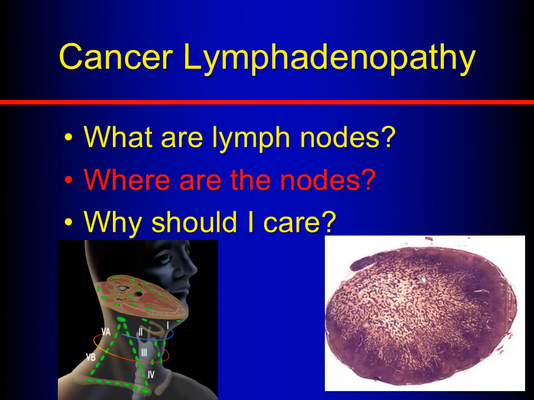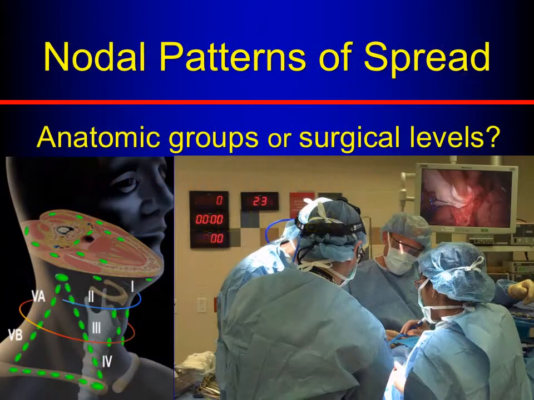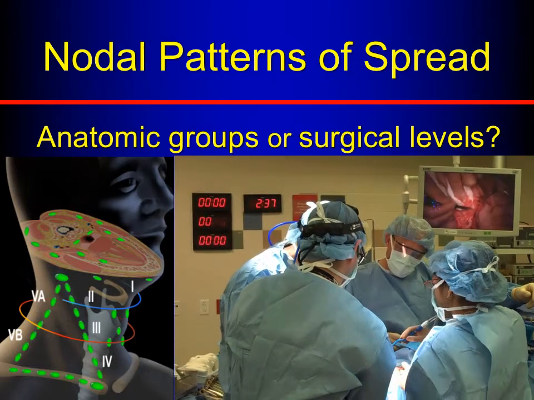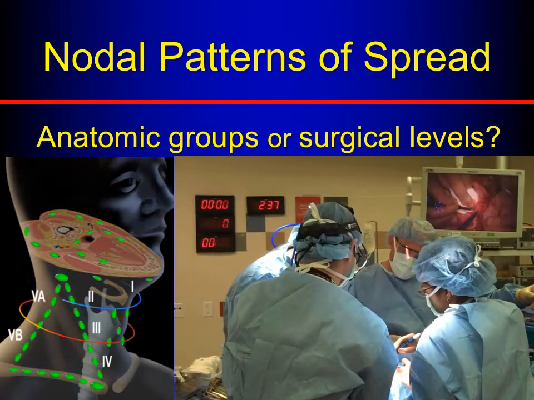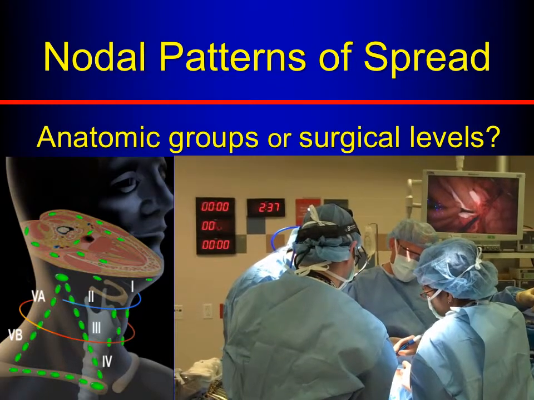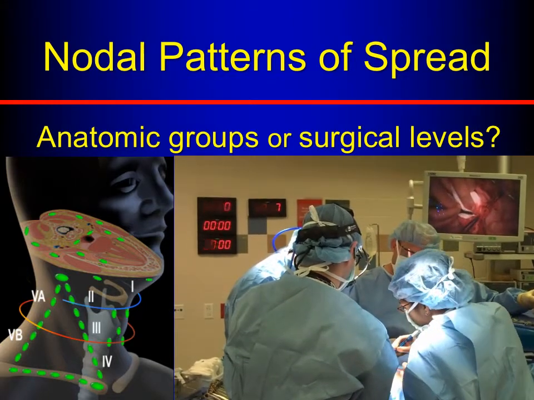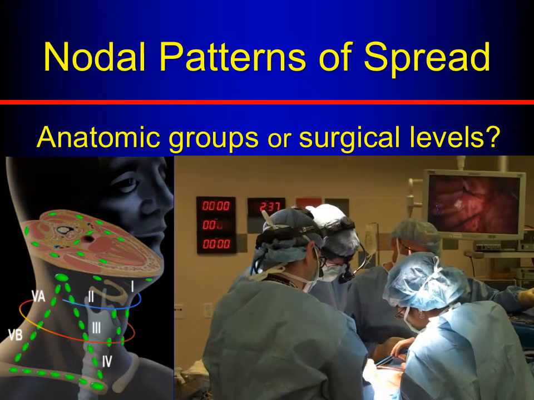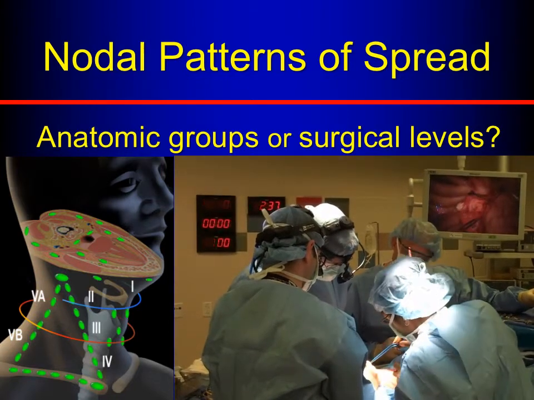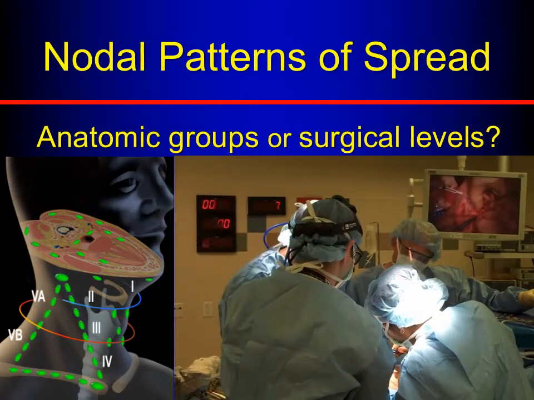Next we'll talk about where are the nodes. Now we can think about these lymph nodes in terms of anatomic groups or surgical levels with the AJCC criteria. And it's important for us to be using the same words that our surgeons are using before they get to the operating room. So whichever way we describe these nodes is fine, as long as we're using the same words the surgeons are using.